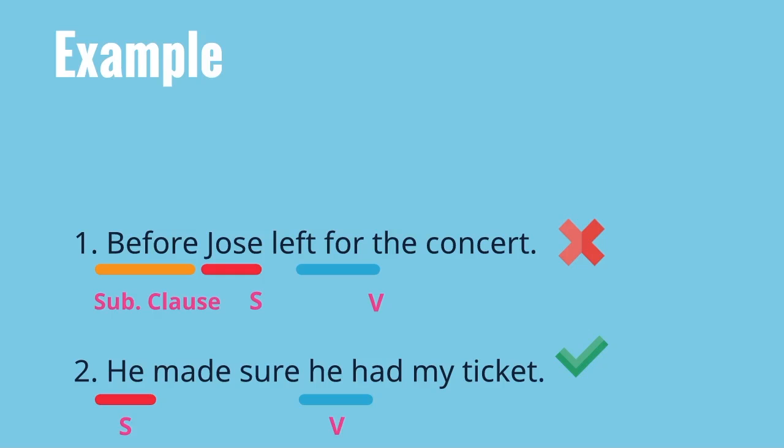So let's look. Remember, we said that if we wanted to make a complex sentence, we need to have a subordinating clause with an independent clause. So here, he made sure he had my ticket. Okay, that is a complete sentence. That is a simple and independent sentence that can stand on its own. Now, when we go ahead and merge these together, that makes a complex sentence. We can make that into an actual sentence because the dependent is followed along with the independent clause.